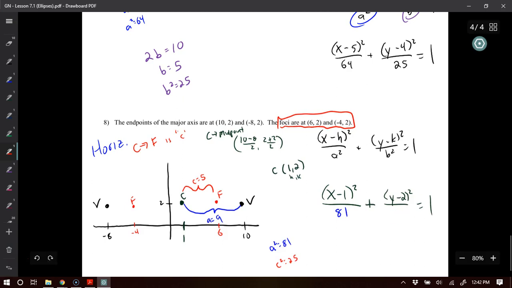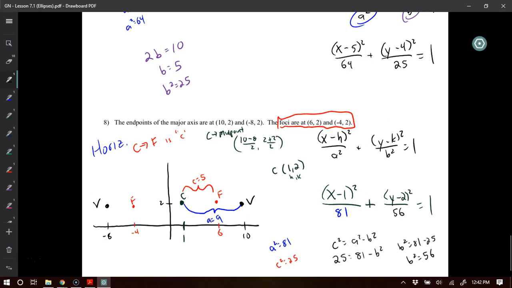How do I find b squared? It's all about the formula sheet. We know c squared is a squared minus b squared. So 25 equals 81 minus some number. So b squared would be 81 minus 25. So b squared is 56.